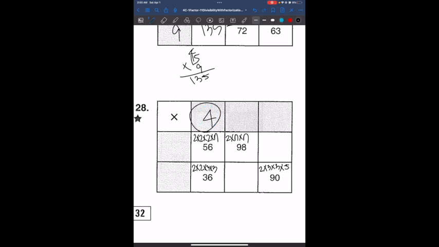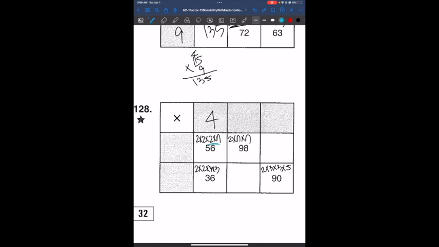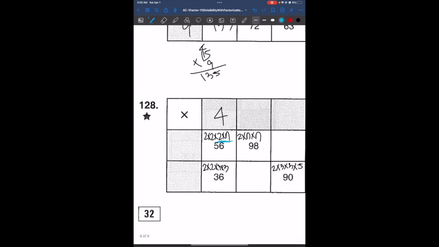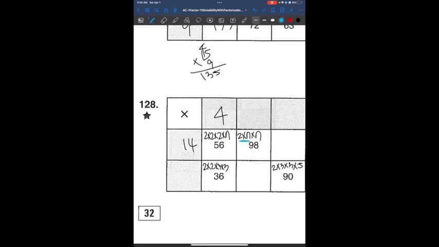And so we know that this square times this square must equal to 56, and 4 is 2 times 2. So the remaining 2 times 7 is going to go in this square. So that's going to be 2 times 7, which is 14. Then this 14 times this square must be equal to 98, and 14 is 2 times 7. And so the remaining 7 is going to go in this box. So we have a 7 there.